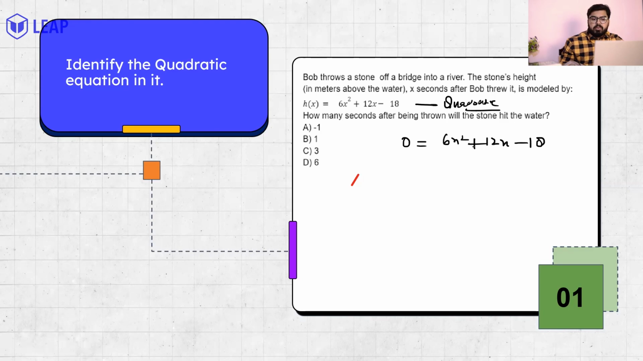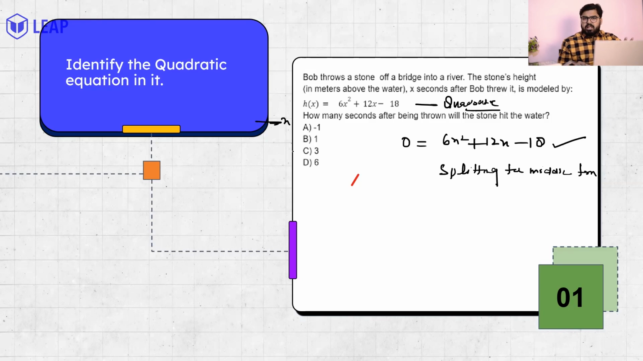Now, there are many ways. One way is to solve for x by splitting the middle term and factoring it out, which of course will take time. The second way is to graph it on Desmos and look for the x-intercept of the parabola. At the x-intercept the y value is 0, which means the height is 0. The third way is that the values of x are already given in the options, so you can plug these values one by one into the equation and see which value of x makes the equation 0.